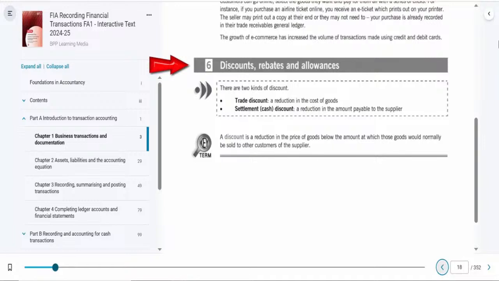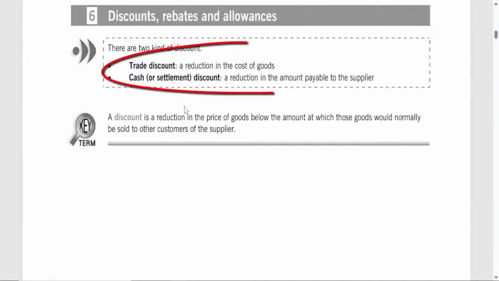Let's dive deeply into discounts, rebates, and allowances and explore how they work in business transactions. Discounts, rebates, and allowances are all ways in which sellers adjust the prices of goods or services. Specifically, we'll focus on two common types of discounts: trade discounts and cash settlement discounts. Each of these serves a different purpose, is applied at a different time, and has its own conditions.